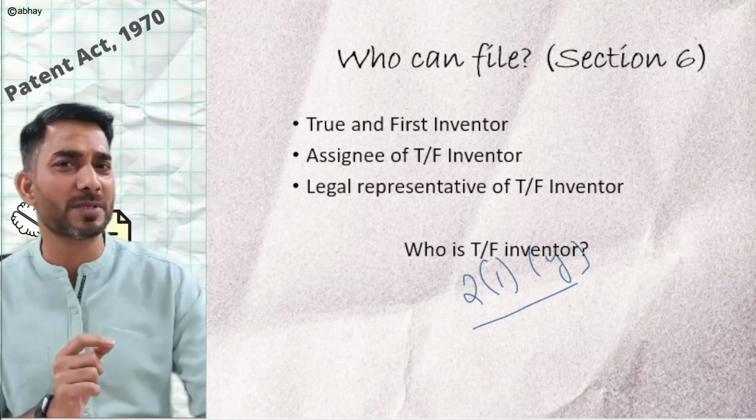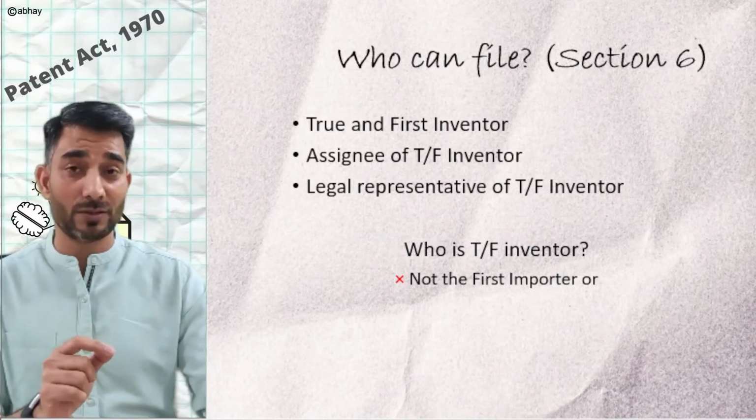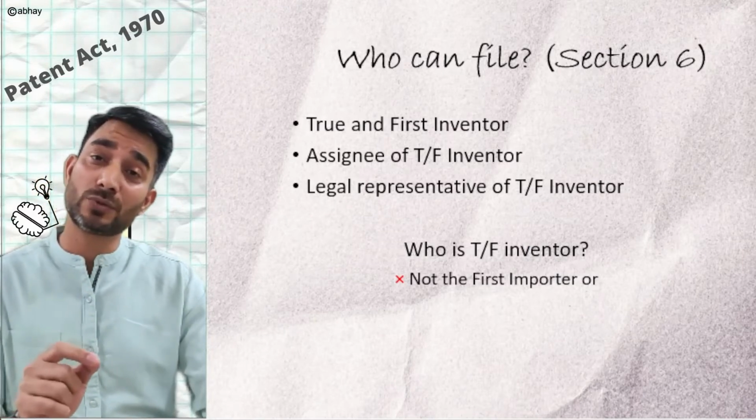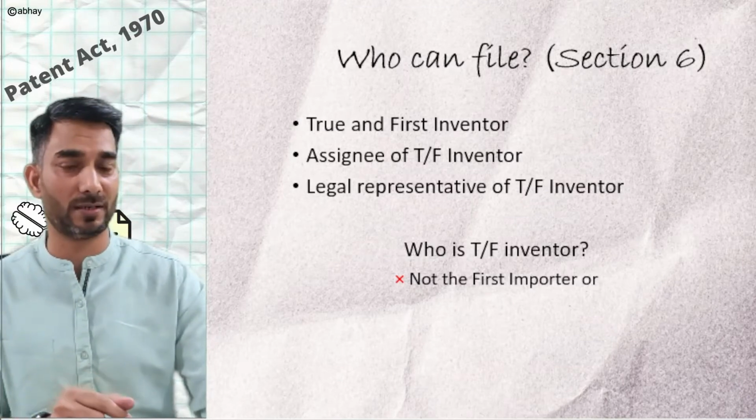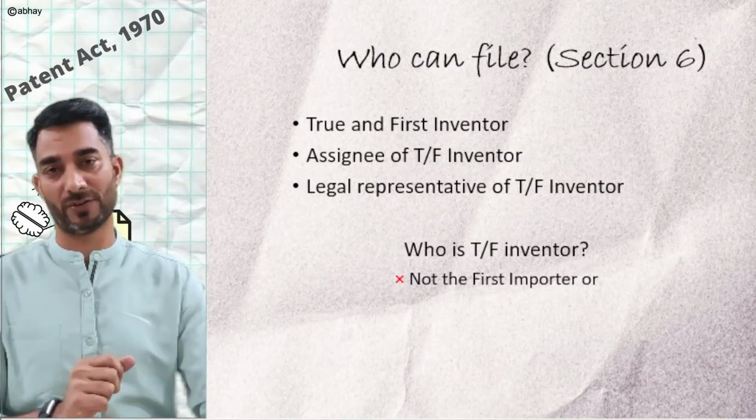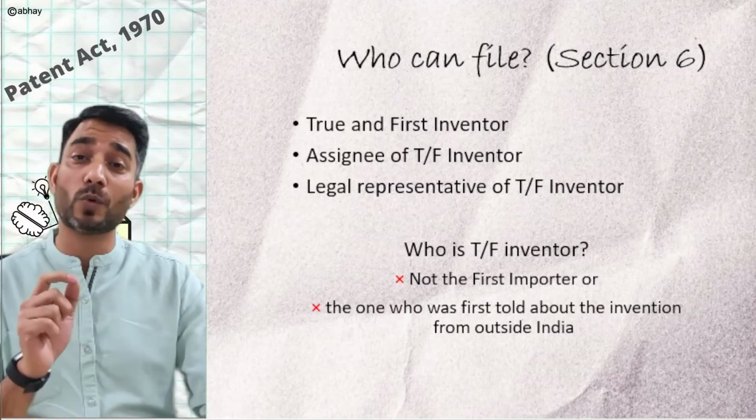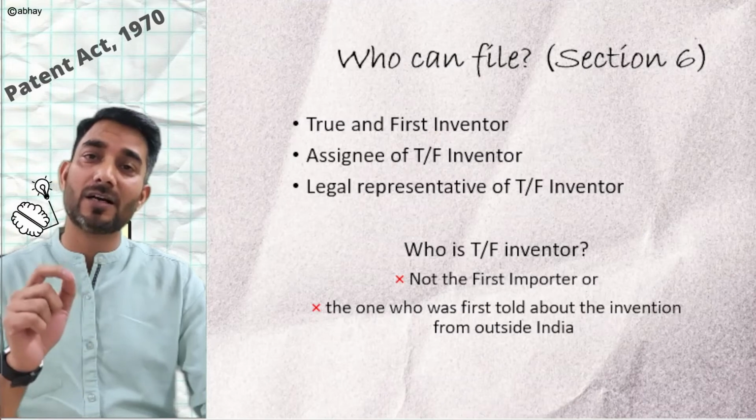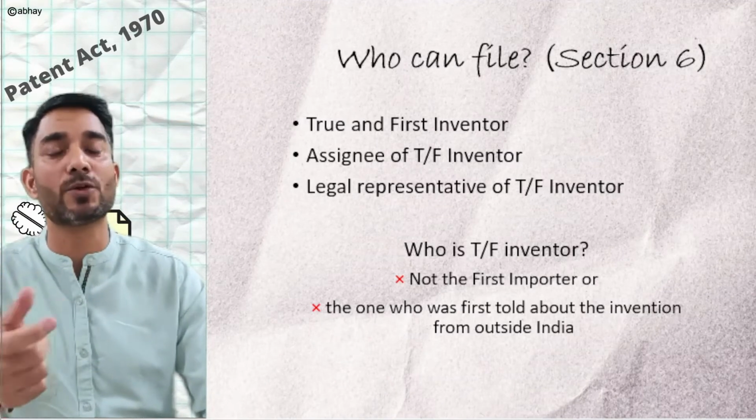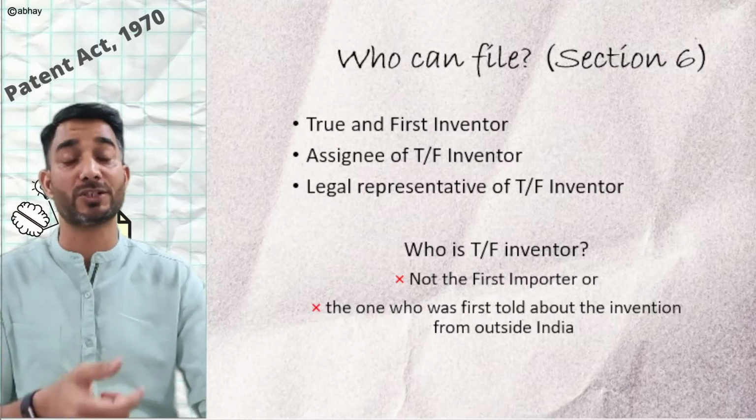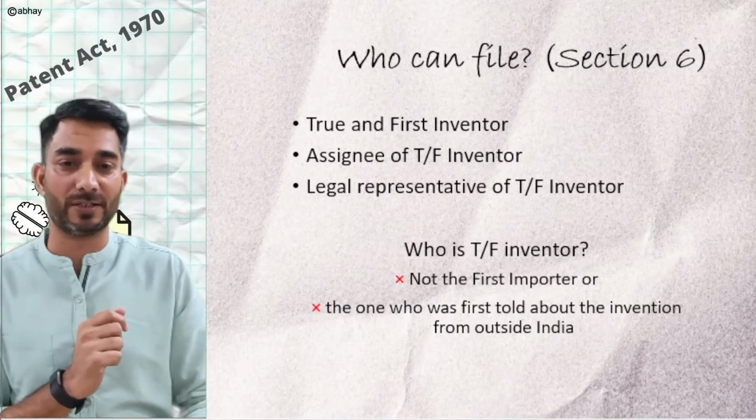So who cannot be termed as the true and first inventor? Any person who was the first to import the invention, basically the product or the process, to India, cannot be considered as the true and first inventor. Similarly, anybody who was communicated about the invention for the first time from outside India cannot be considered as the true and first inventor.